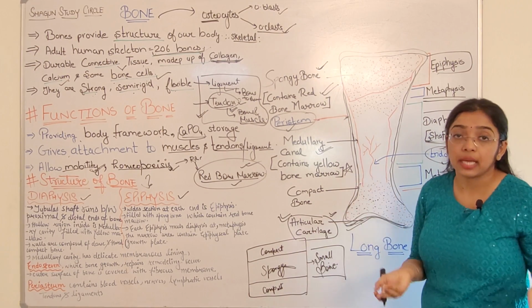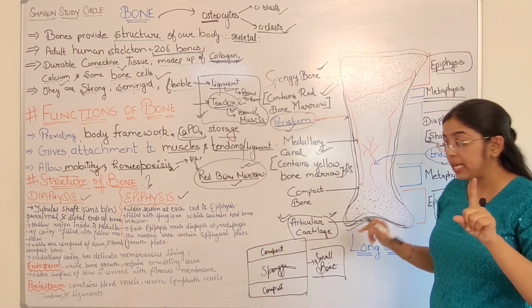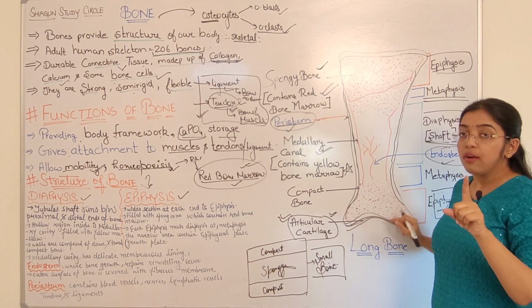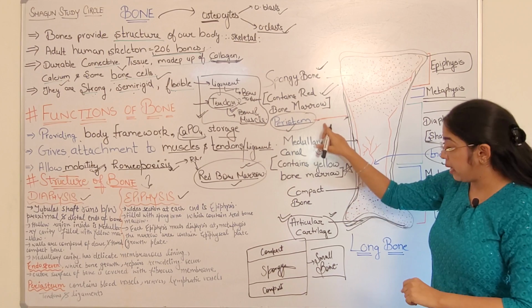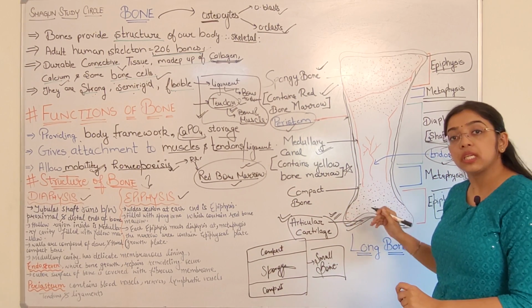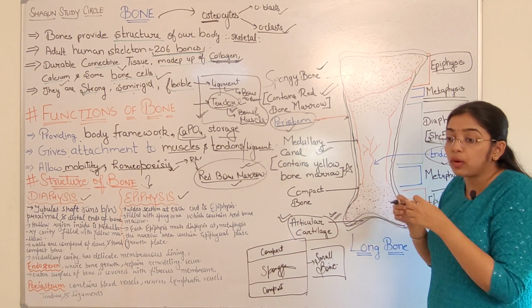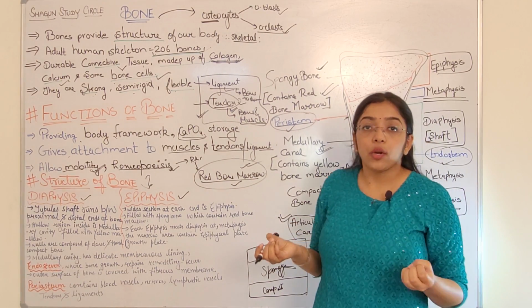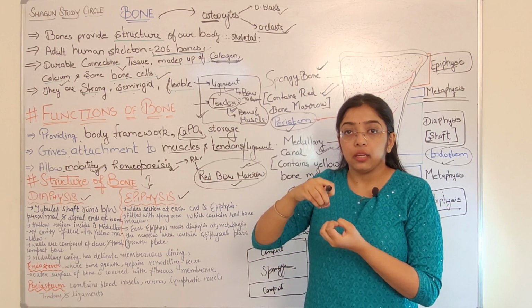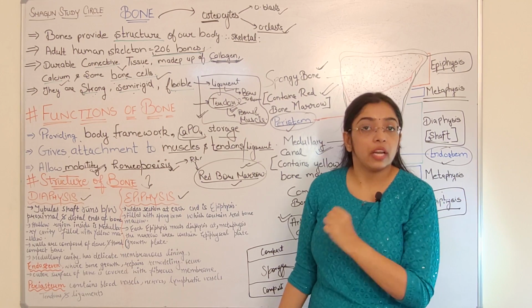Endosteum is present inside the bone, periosteum is present outside the bone except for one place, that is the end of these bones. Why? Because instead of periosteum, articular cartilage is present there, which helps in connection of one bone to another. Or else if bones were not connected to each other, what would happen? If two bones are not connected, then it wouldn't form any structure, it wouldn't form any framework.